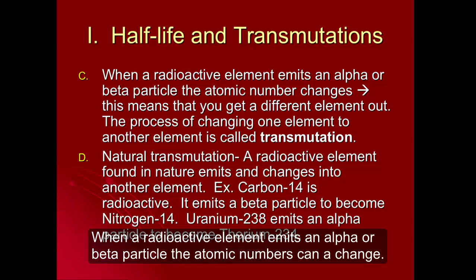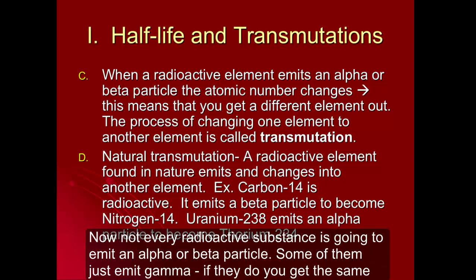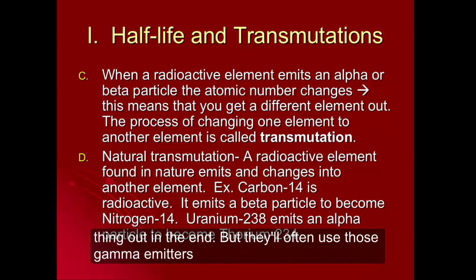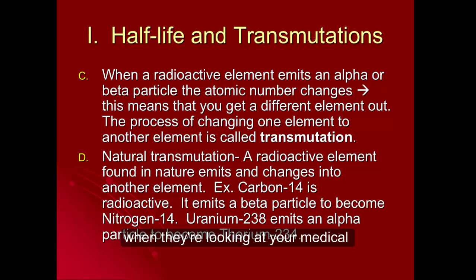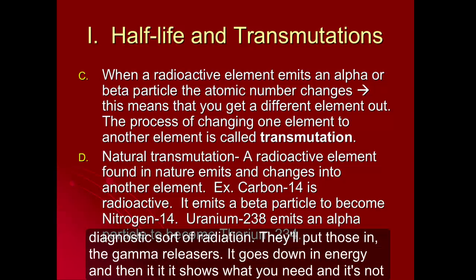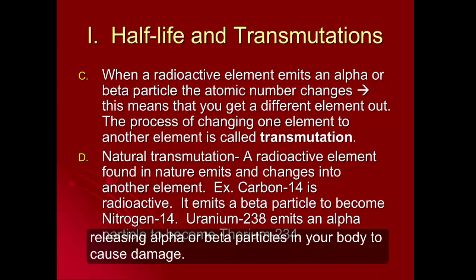When a radioactive element emits an alpha or beta particle, the atomic number is going to change. Not every radioactive substance is going to emit an alpha or beta particle. Some of them just emit gamma, and if they do, you get the same thing out at the end. They'll often use those gamma emitters for medical diagnostic radiation. They'll put those in, the gamma releases, it goes down in energy, and then it shows what you need, and it's not releasing alpha or beta particles into your body to cause damage.